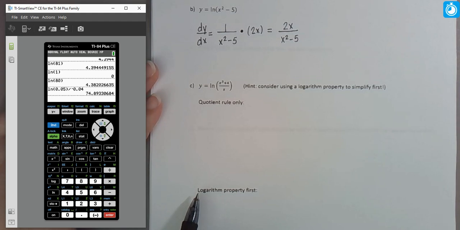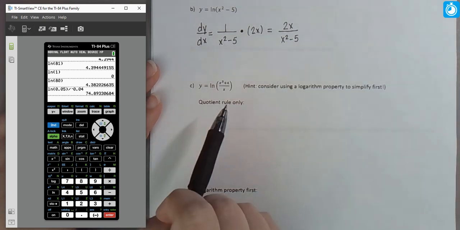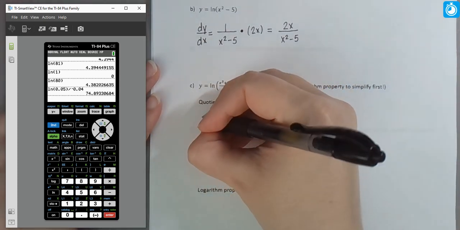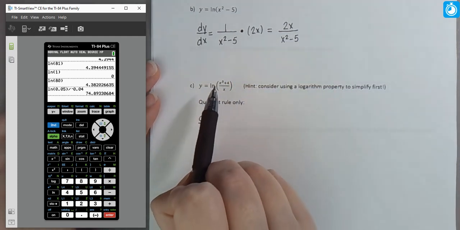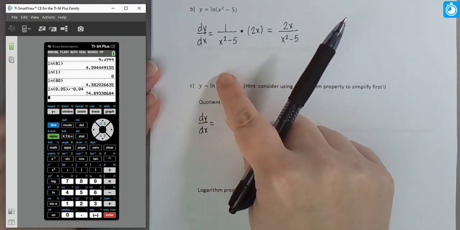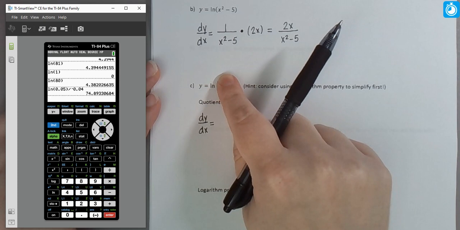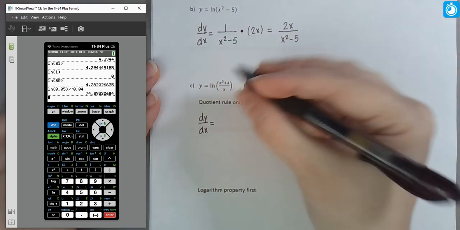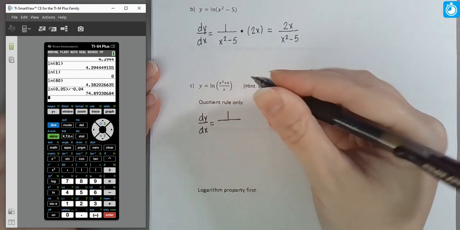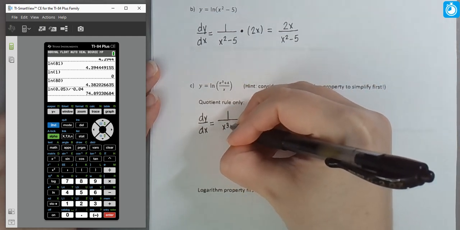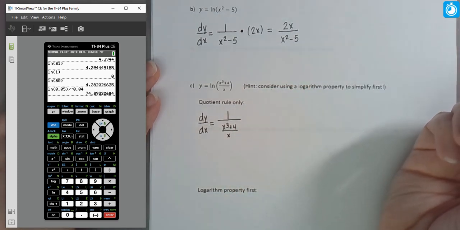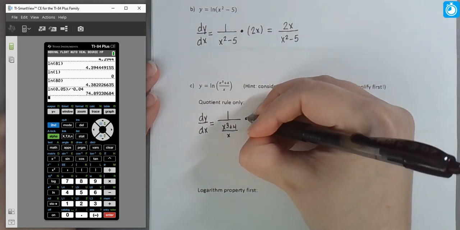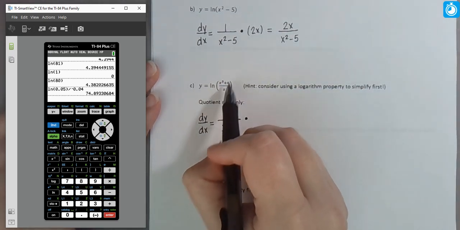And then for our second approach, we're going to see if we can simplify this, rewrite this using a logarithm rule first. So just quotient rule first. So we're taking the derivative of y with respect to x. So we're differentiating the outer function, the natural log function. So the rule says it's going to be 1 over whatever is inside. So in this case, that's going to be a fraction inside of a fraction. So 1 over whatever happens to be inside the logarithm. So there's that. Then we're going to multiply by the derivative of the inner function.